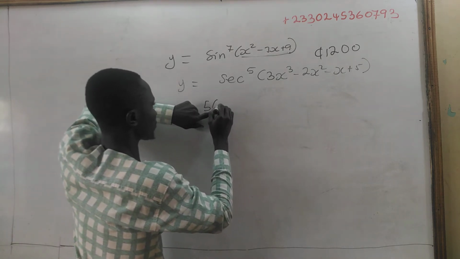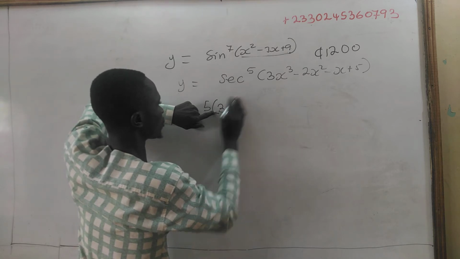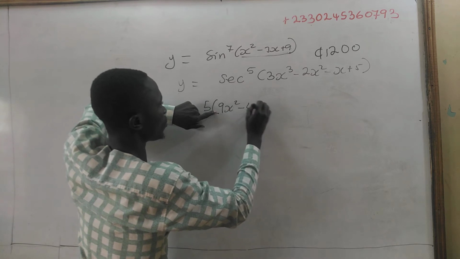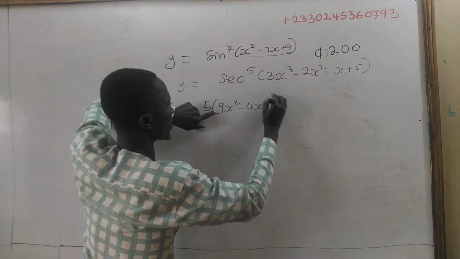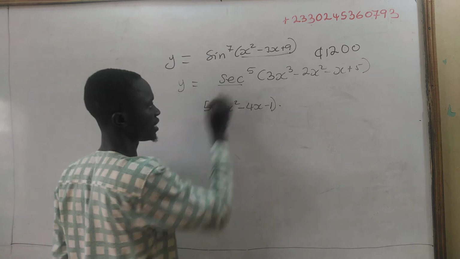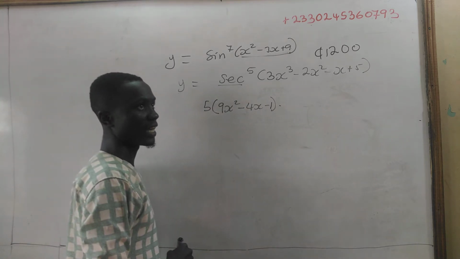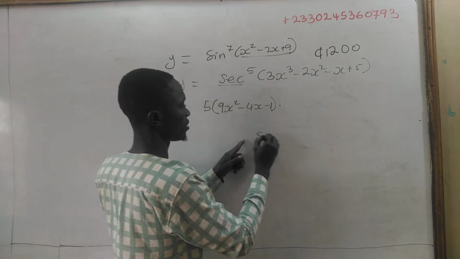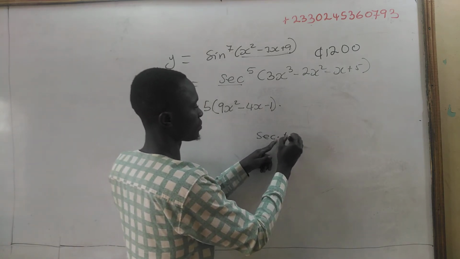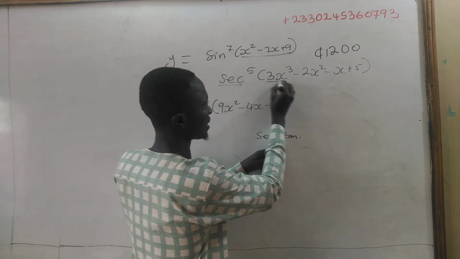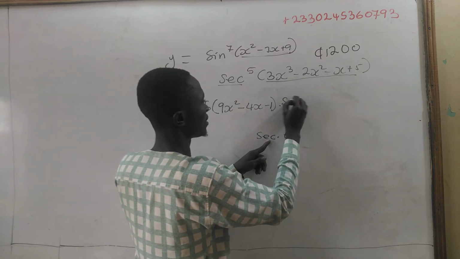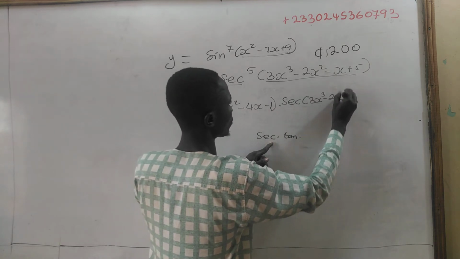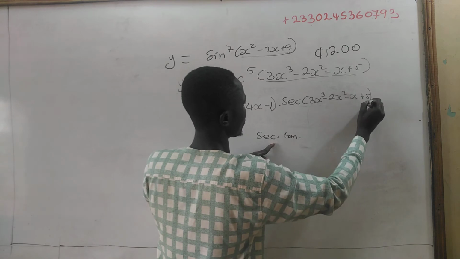So we take 3x cubed, we differentiate to get 9x squared minus 4x minus 1. We have to differentiate secant too. If we differentiate secant, you get what? Secant and then tangent. You get secant of the angle times tangent of the angle. And this is the angle.